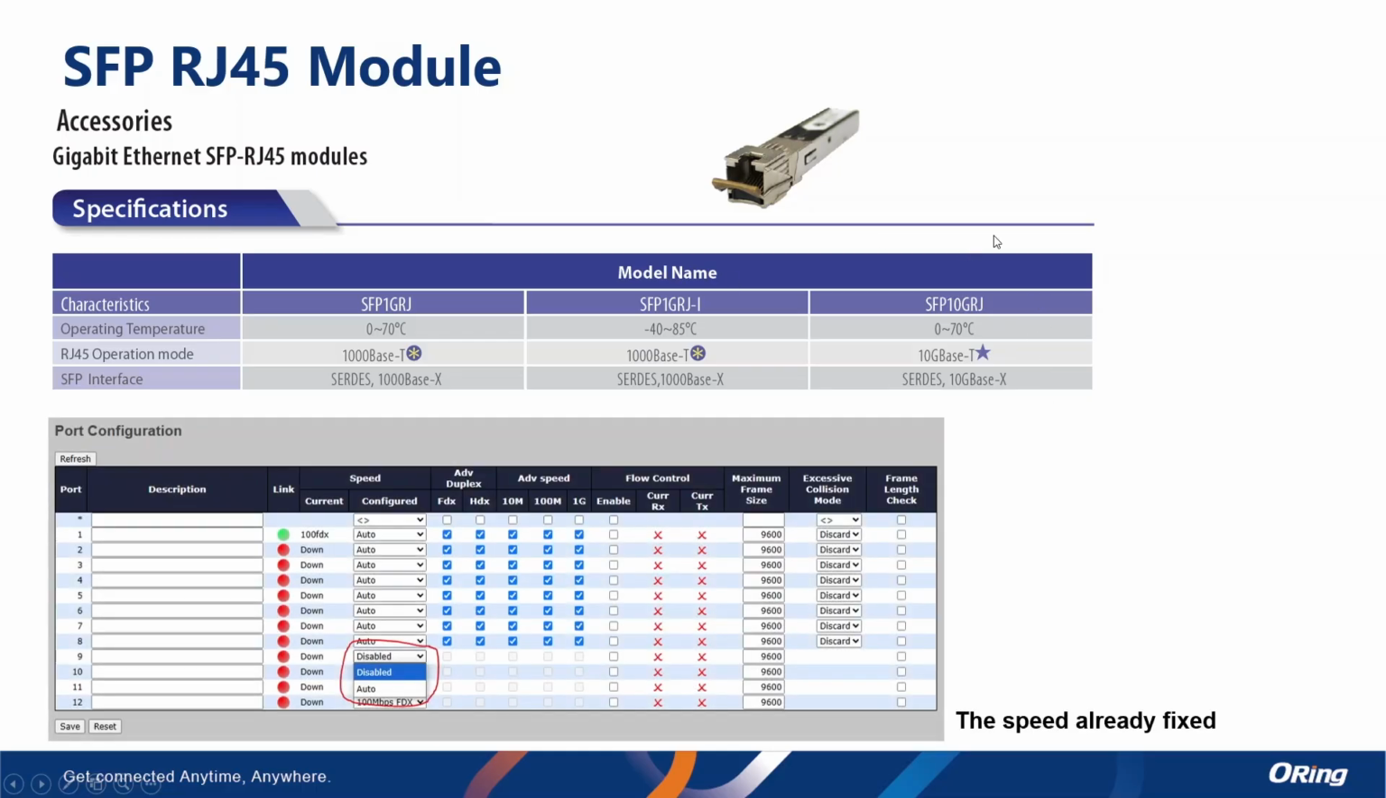However, the SFP RJ45 module supports only a fixed speed here, so we cannot reduce to 10 or 100 or 1G. If you choose SFP 1G, it only supports 1G speed configuration. If you choose SFP 10G, it only supports 10G speed configuration. The speed is already fixed.